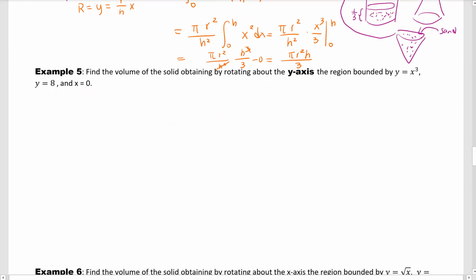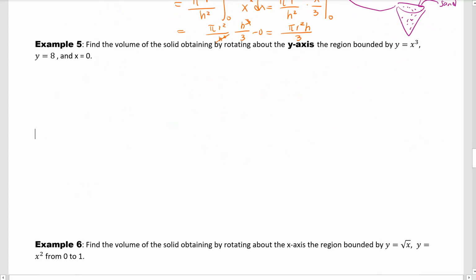Example 5. Find the volume of the solid obtained by rotating about the y-axis the region bounded by y equals x cubed, y equals 8, and x equals 0. See, be careful now, we're rotating about the y-axis instead of the x-axis. So we're going to be careful with that. All right, so let's draw the picture.